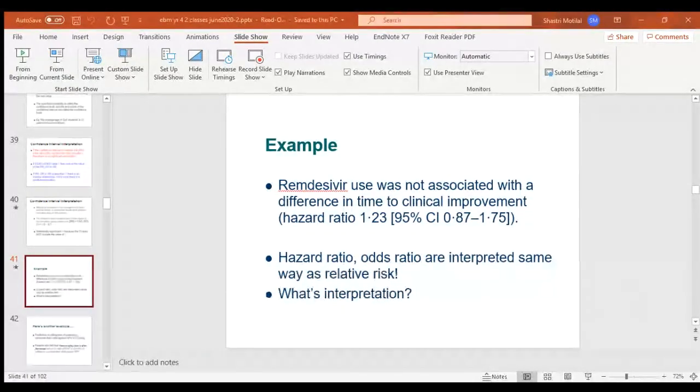So in a nutshell, for odds ratio, hazard ratio, relative risk, if the confidence interval includes the value 1, no significance at all. If the confidence interval does not include the value 1, or it excludes the value 1, like in this case, it is statistically significant.